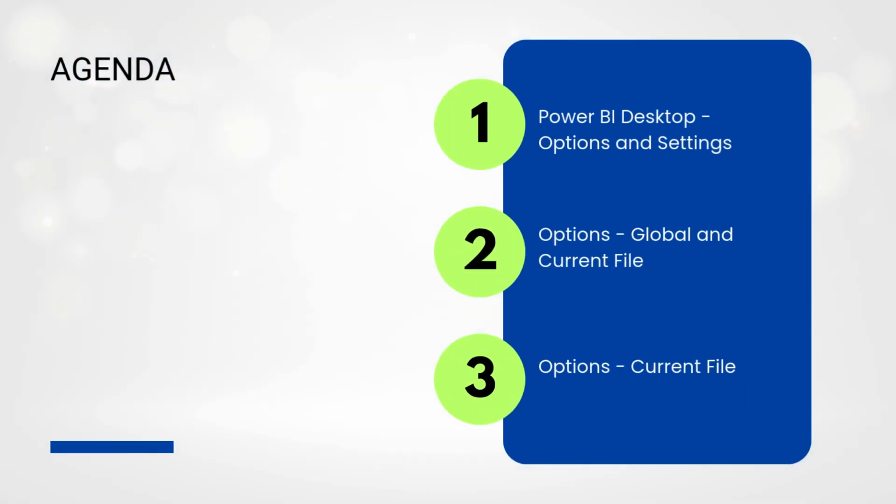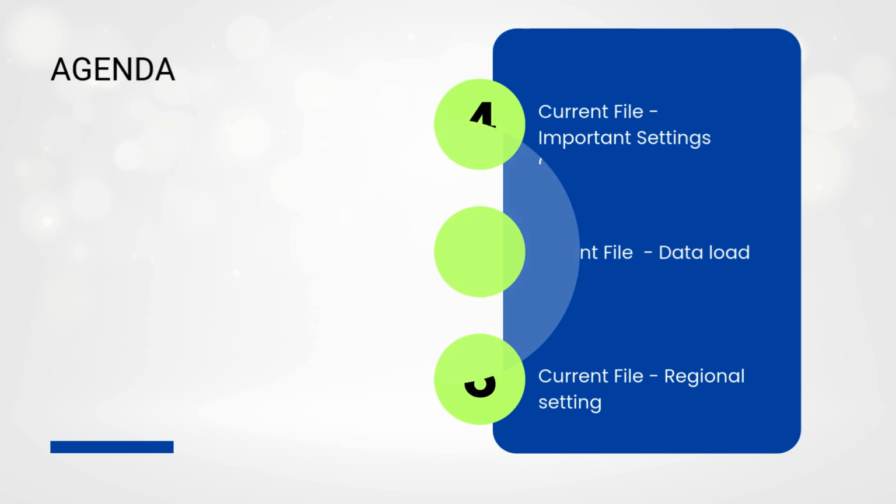In this video, we will cover the following topics step by step: Power BI Desktop, Options and Settings, Options Global and Current File, and then Options Current File, and then we go through Important Settings: Data Load, Regional Settings, Privacy, Auto Recovery, Publish Semantic Model Settings, Query Reduction, and Report Settings.